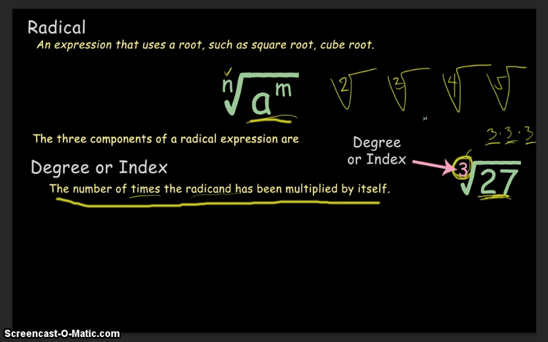Another example, square root of 9. So ilang beses nating imumultiply yung number para makakuha ng 9? Okay, correct. Dalawang beses. So ano yung number na yon? That is 3 times 3. So ilang beses nating minultiply yung 3? Dalawang beses para makakuha ng 9. Okay?